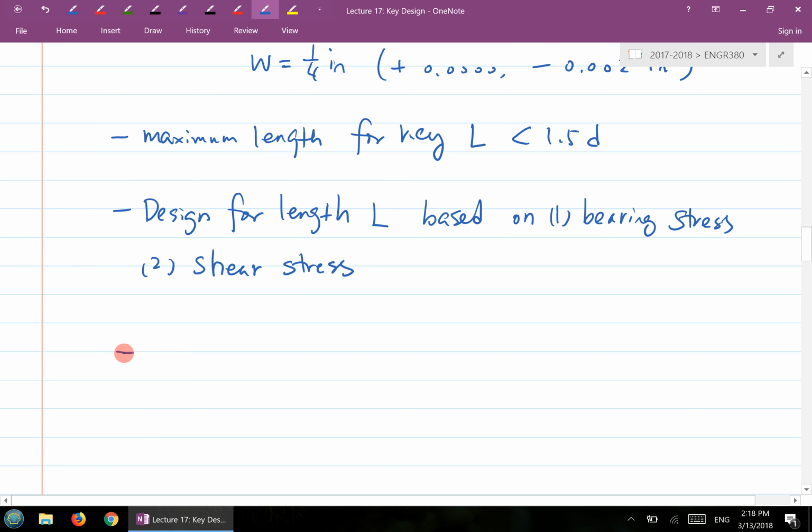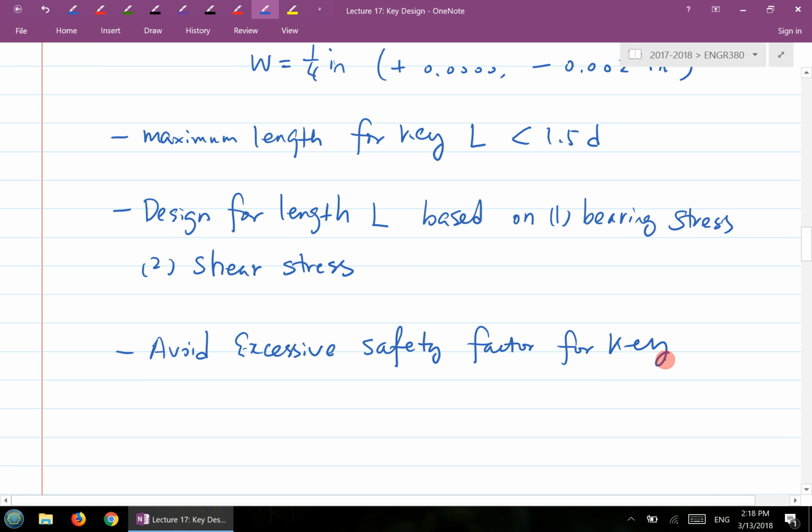And the last important point is basically you're designing the key, you're putting the key here to transmit torque. So what you really want to avoid is excessive safety factor for the key.